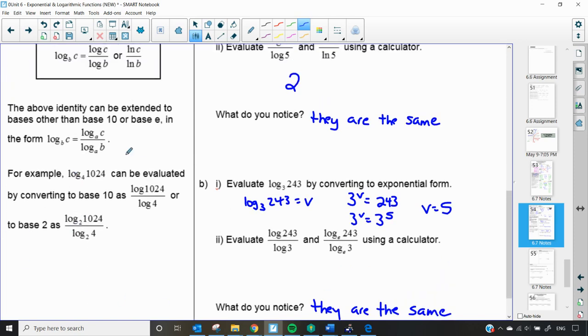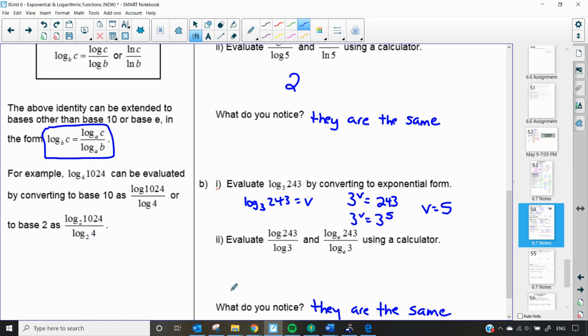Now, your formula sheet actually has this formula on it. And so it says that log base b of c is log base a of c divided by log base a of b. In other words, it doesn't matter what our base is as long as it's the same in the numerator and the denominator. So we can have log base b of c equals log of c divided by log of a, and you can plug in any base you want. We can have base 10, base 2, and so on. It's not going to matter.